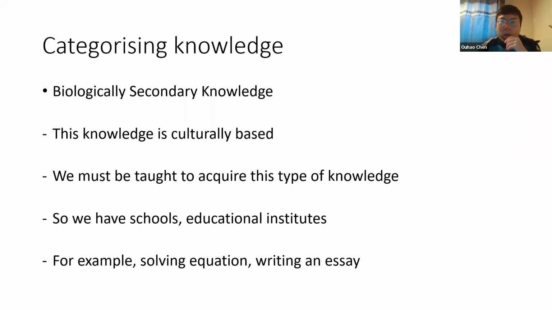All of the subjects we teach in the school belong to biological secondary knowledge. The math and English and PE even. So all of the knowledge we teach in schools or educational institutes belongs to biological secondary knowledge. So, does anyone have any questions, or do I need to further explain the knowledge categorization here? Or do you have any questions about the biological secondary and biological primary knowledge?